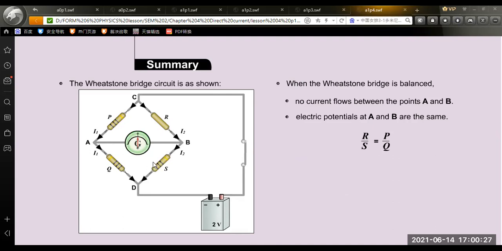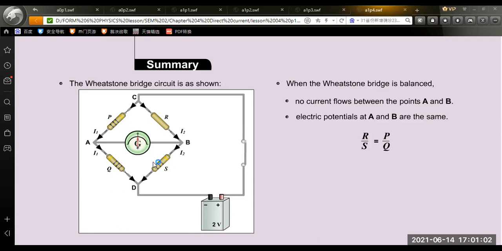Next, when the Wheatstone bridge is balanced, this means that no current flows between A and B. No current flow means that the potential difference at point A is equal to the potential difference at point B. Voltage at point A equals the voltage at point B. Next, the electric potentials at A and B are the same.